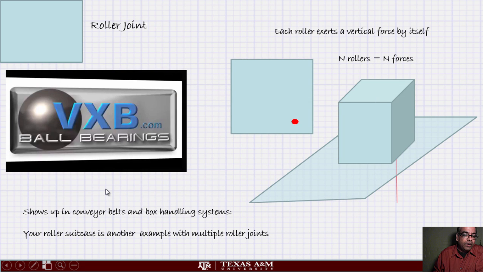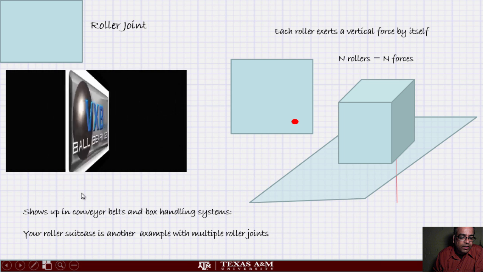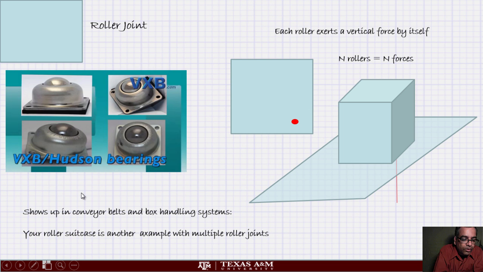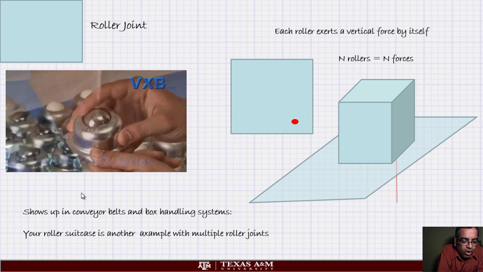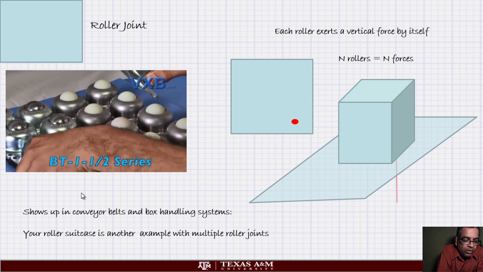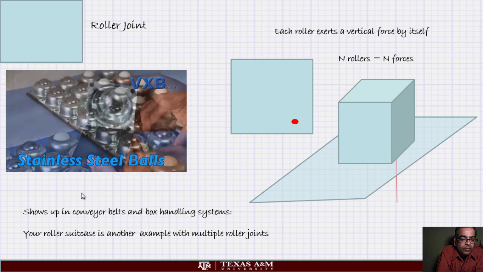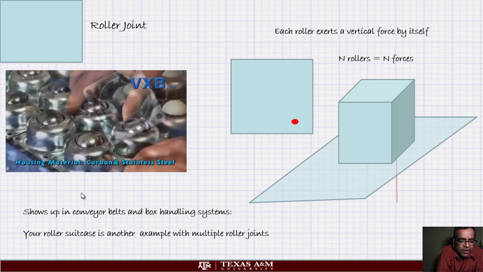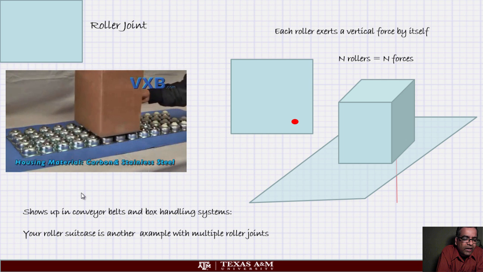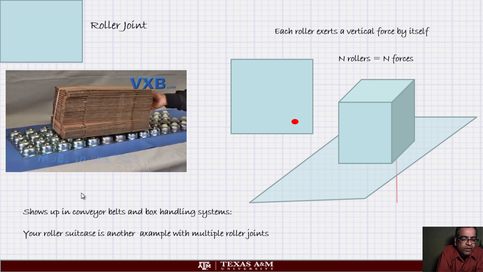The last kind of joint that I'm going to look at is a roller joint. A roller joint is actually something that looks like this. So you can see that each ball in this thing there, can you see that ball? Each ball is a joint, right? And you assemble them all together, and it is widely used in conveyor belts and in box handling systems. Can you see how the box can move along in the roller joint? There you go. Do you see that?